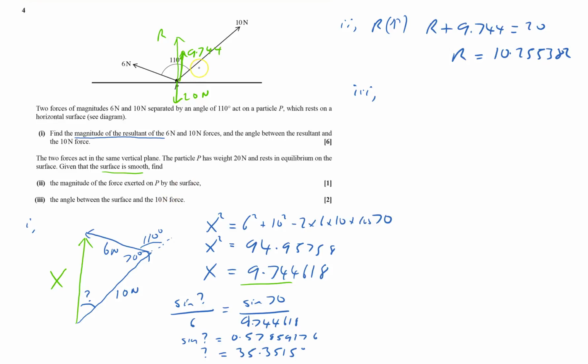So I need to find this angle. I'll do it actually in red. I need to find this angle here, but I know that this angle here, I've worked out that one already. That is 35.35. And that resultant has to be going straight up, and therefore this one here, obviously the angle equals 90 minus 35.3515, which equals 54.64844. Again, round everything to 3 significant figures, but that's question 4 done.